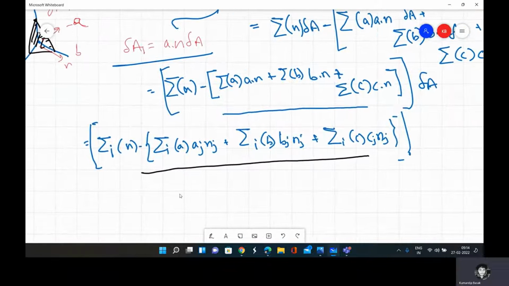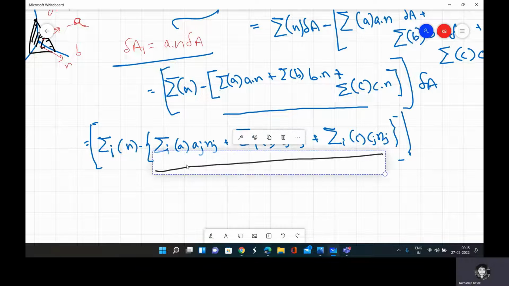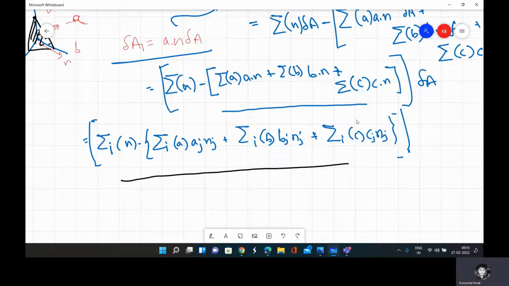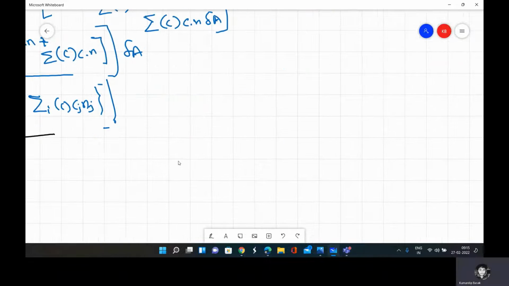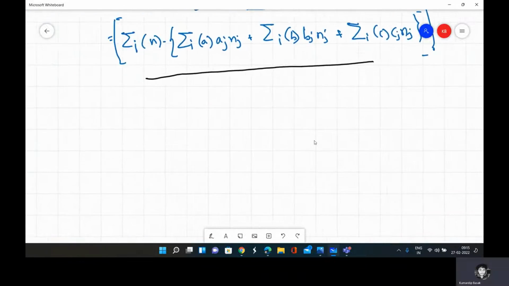So what can we get now? This is my surface force into delta A, and delta A is not equal to 0 anywhere. So this quantity, the underlined one for my surface force, is 0, because delta A is not 0. If the delta F is 0 or F is 0, my quantity in the bracket is 0. So we now just equate it to get the final result. Let's just write the equation first.